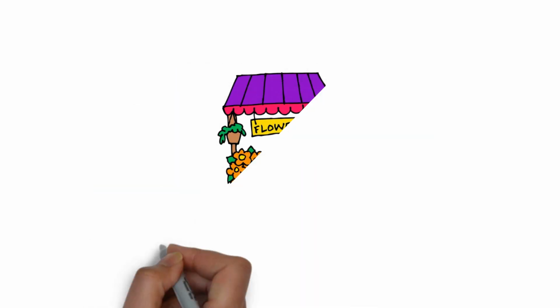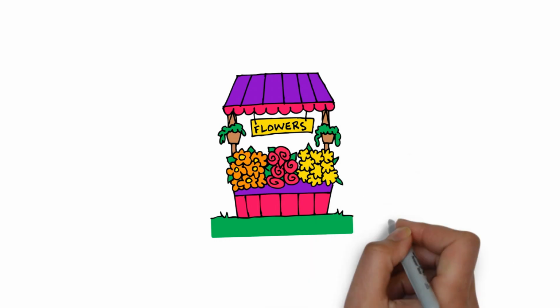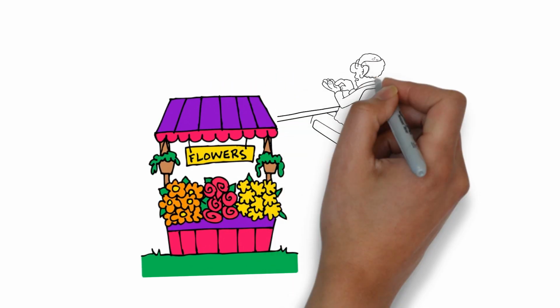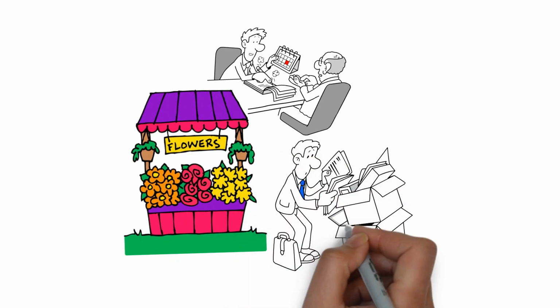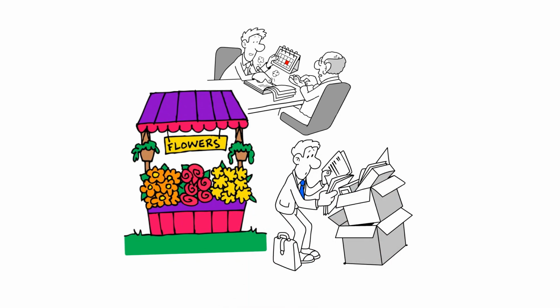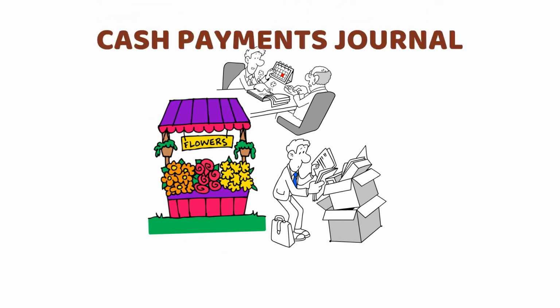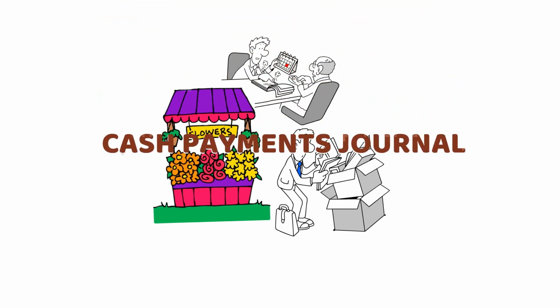Okay, imagine you run a small flower shop, just like Joel Flowers in our example. Every month, you spend money on rent, inventory, and more. Now, you might wonder, how do you keep track of all these cash outflows? That's where the Cash Payments Journal steps in.